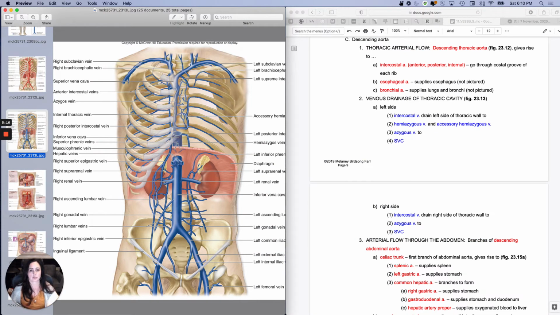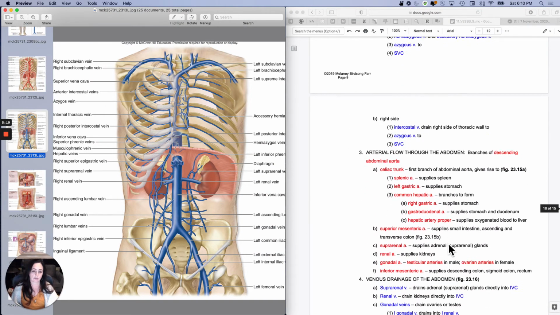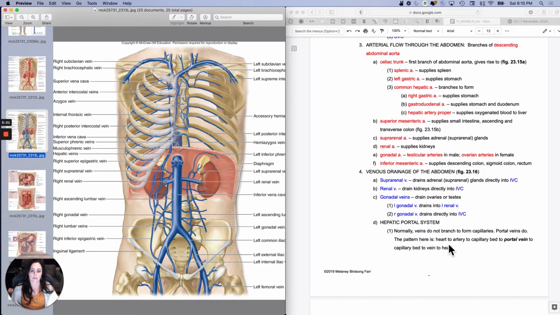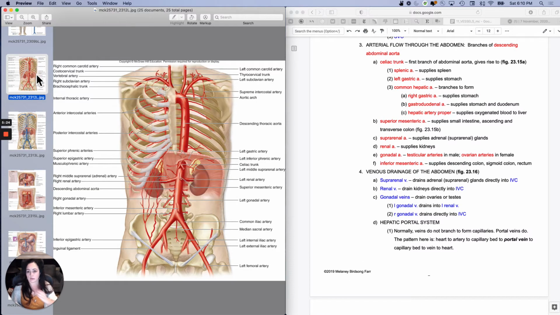Okay, so now let's start doing arterial flow through the abdomen. Just to give you the big picture understanding, the aorta is going to go through the diaphragm, and when it goes below the diaphragm, it is going to be the descending abdominal aorta, and it's going to have multiple branches coming off of it. So I'm going to introduce you to all of the branches, big picture, and then we'll go into more detail on each of them.